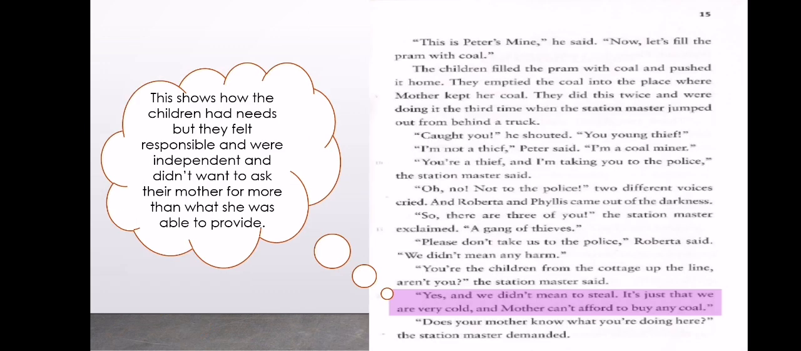Okay? In page 15, lines number 20 and 21. This shows how the children had needs, but they felt responsible and were independent and didn't want to ask their mother for more than what she was able to provide.